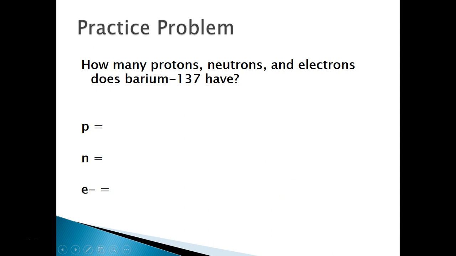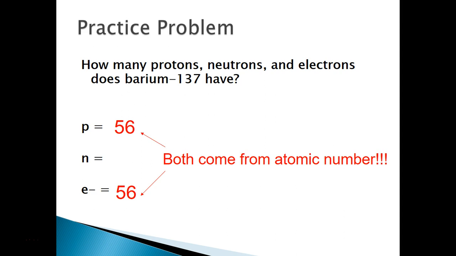Okay, so barium has an atomic number of 56. That means it has 56 protons and 56 electrons. So both of those numbers will come from the periodic table. Now, to find the number of neutrons, we have to subtract the number of protons from the mass number. So 137 is the mass number, minus 56 protons will give us 81 neutrons.